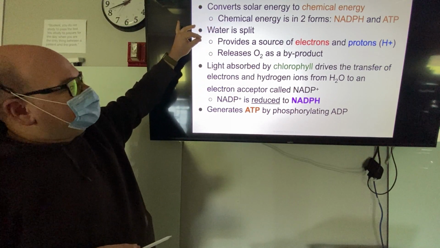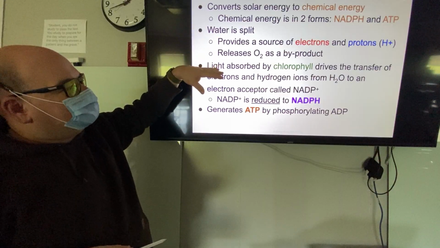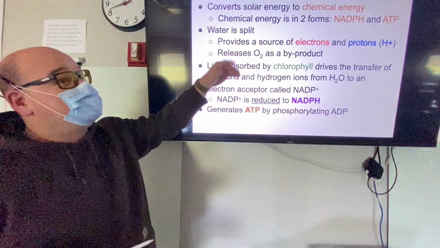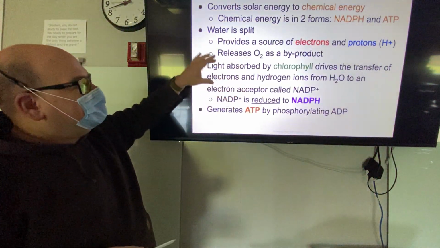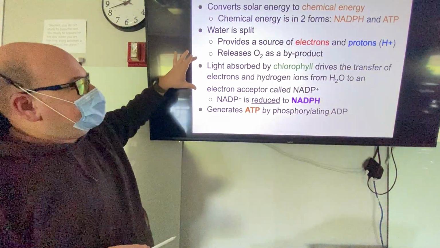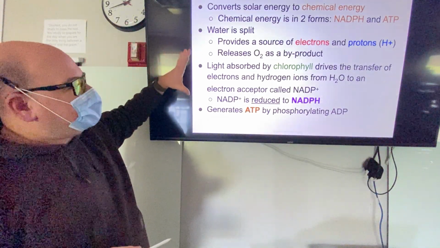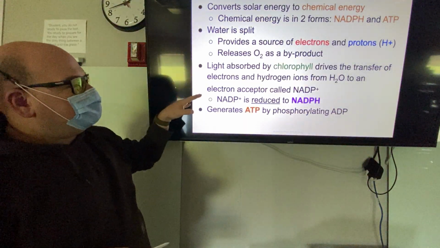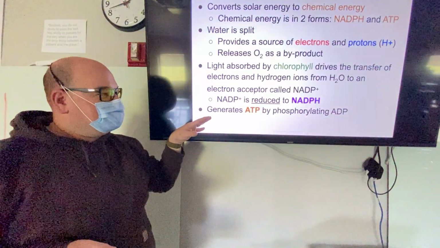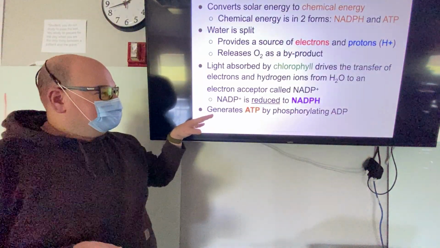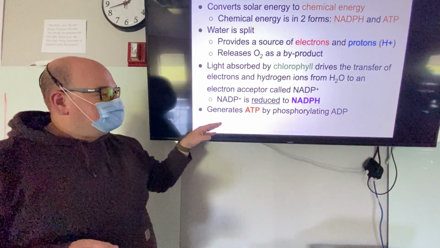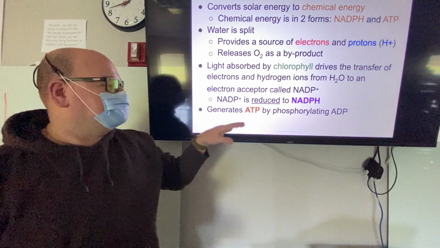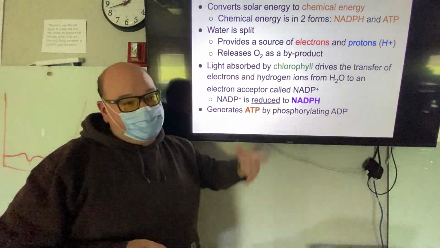Well, how does it do that? It splits water. Water provides electrons and protons. We don't really care about the oxygen. But once we split the water in half, we split the hydrogen in half too. Well, how do we do that? The light that's absorbed by chlorophyll pushes these around to form an electron acceptor and a method to recharge ATP. It phosphorylates ADP. That means you add a phosphate to it.